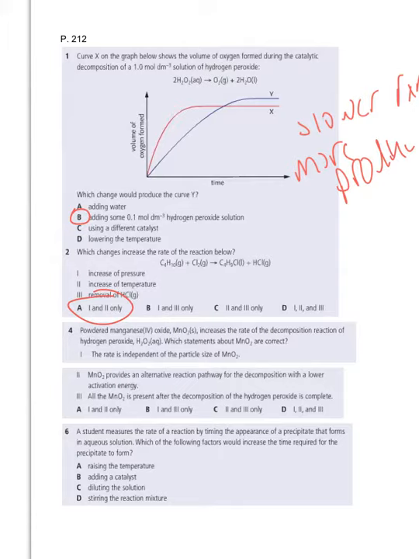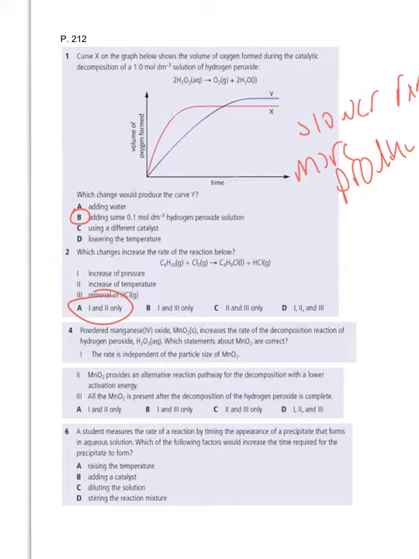Number 4, powdered manganese oxide increases the rate of decomposition reaction. So which statements about MnO2 are true? The rate is independent of the particle size of MnO2. That's not true. More surface area always increases the rate. Number 2, MnO2 provides an alternative reaction pathway for the decomposition with a lower activation energy. That is likely true because that's going to act as a catalyst.